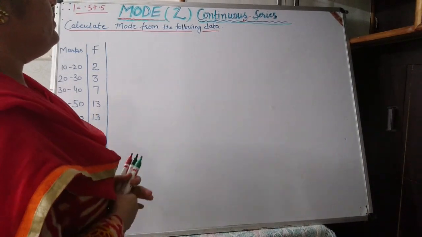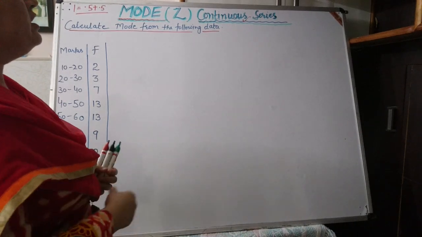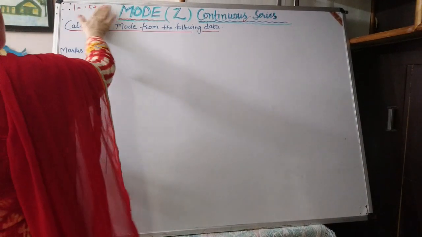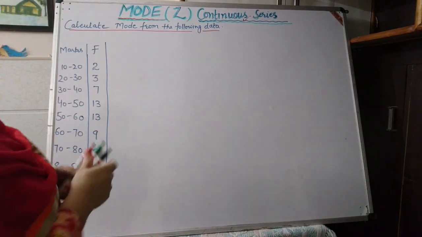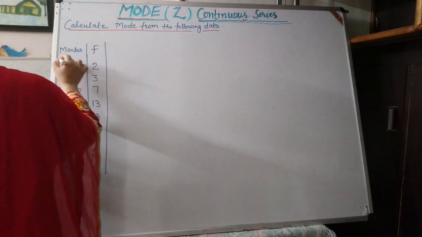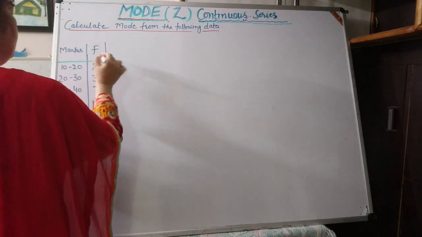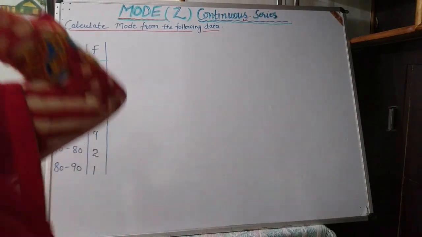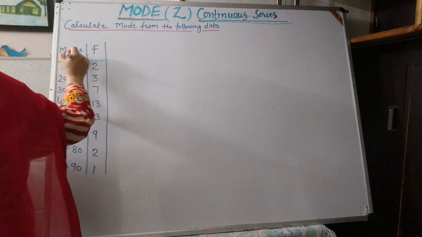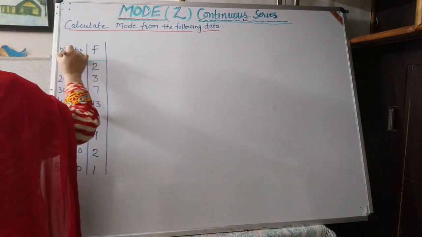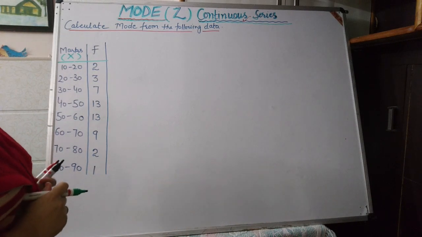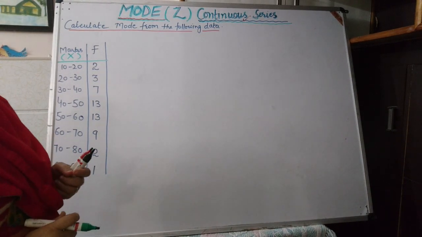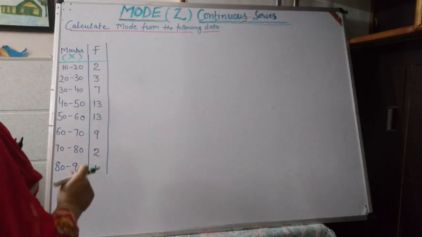In this video, we will clear another assignment related to continuous series. Here a statement is given and we have to calculate the mode with the help of this given statement. Here the values of x are given and the values of f are also given. And we know that mode is the value which occurs maximum times in a frequency distribution.